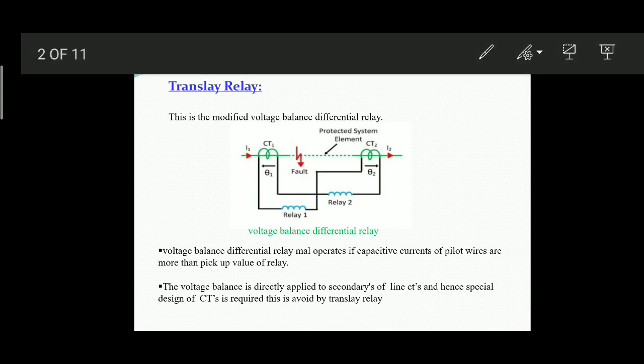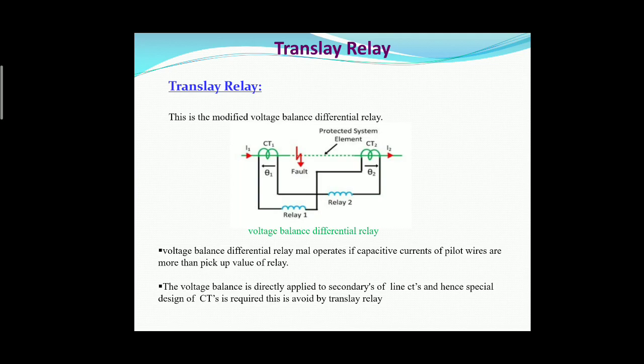The disadvantage is because this relay is mainly used for the protection of feeders. A feeder is very long, so the distance between the two CTs, CT1 and CT2, is very high. This is the main feeder line. As the length is very high, it is in kilometers.